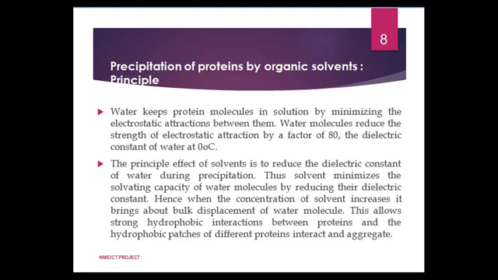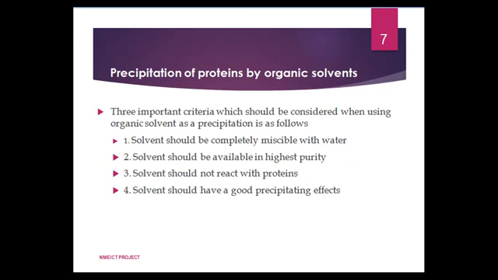But when we use organic solvent as a precipitant, there are a few important criteria which we should consider. First, the solvent which we use should be completely miscible with water. Solvent should be available in highest purity. Another factor, it should not react with proteins. And very importantly, it should have a great precipitating effect. The most commonly used solvents are acetone and ethanol, but acetone is a better protein precipitant than ethanol.